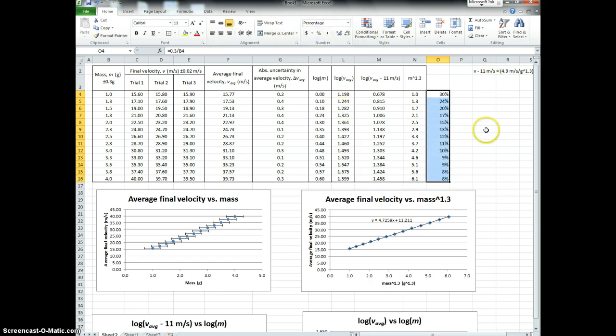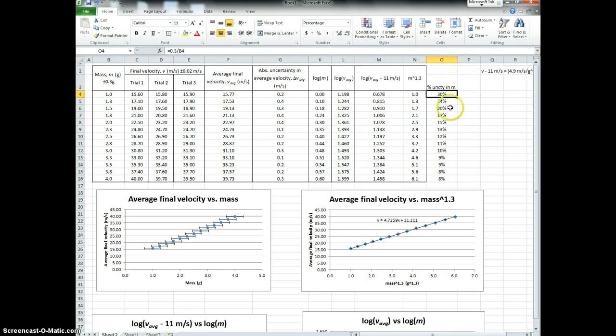And good, we'll just round to the whole number. So this is percent uncertainty in mass. If I raise mass to the 1.3 power, then I have to take the percentage uncertainty and multiply it by 1.3.